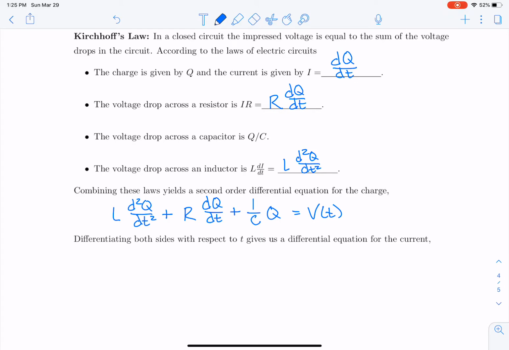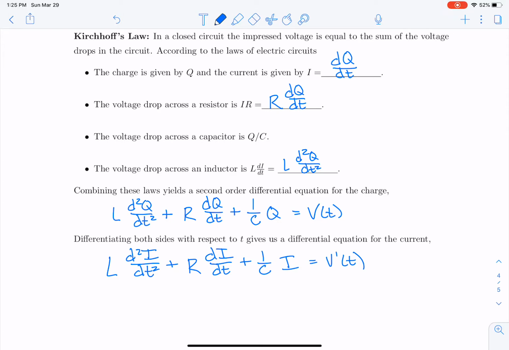Usually we want to talk about the differential equation for the current. So we're going to take the derivative of all three of those terms and recognize that the derivative of charge is current. So this actually gives us L d squared I/dt squared plus R dI/dt plus 1 over C times I. The derivative of Q is I, and that's going to be the derivative of the voltage.